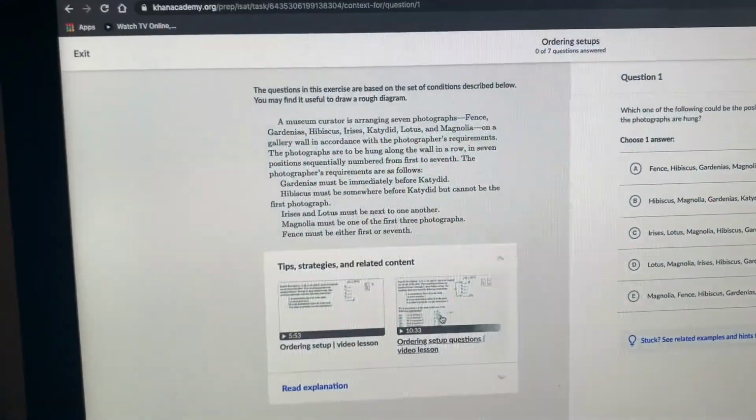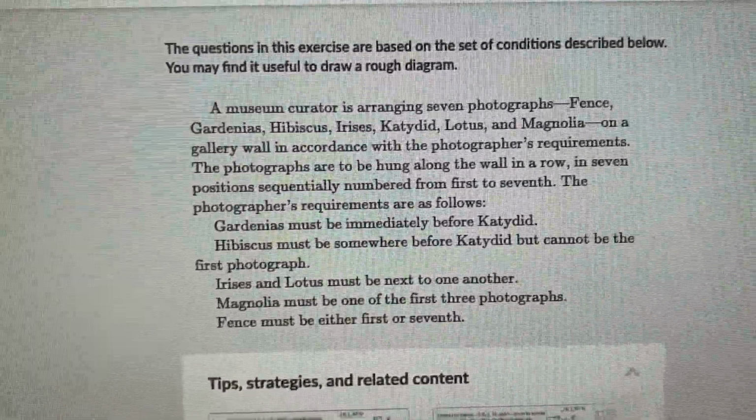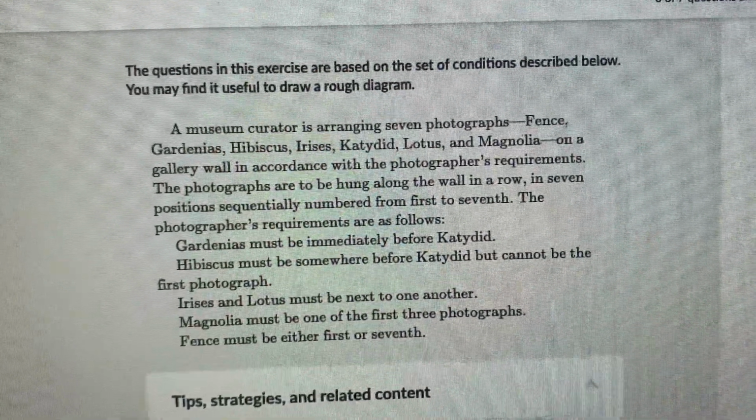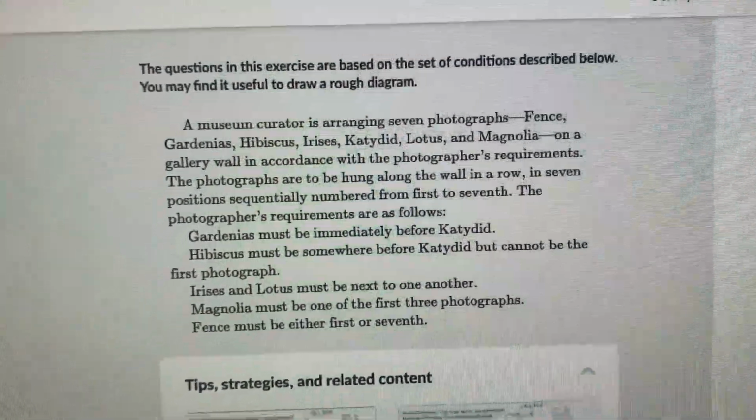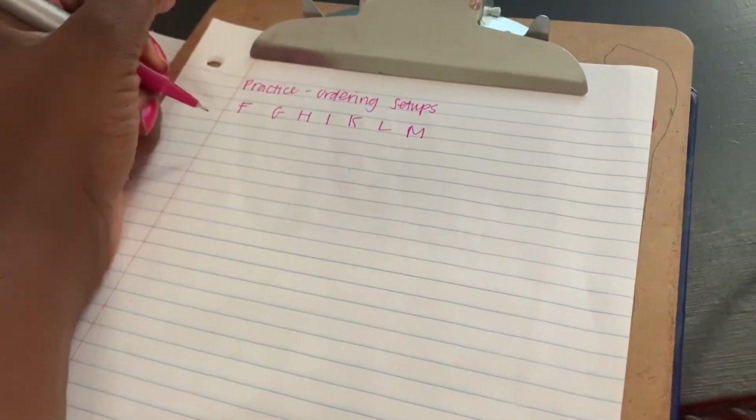So first I'm going to write down our players, which was fence, gardenias, and all those. But I'm just going to abbreviate them with letters. And this is going to work because they're all different letters. If they were the same letters, then I'd have to figure something else out. But they're different letters, so this will work. So I'm gonna write down my players. So F, G, H, I, K, L, and M.